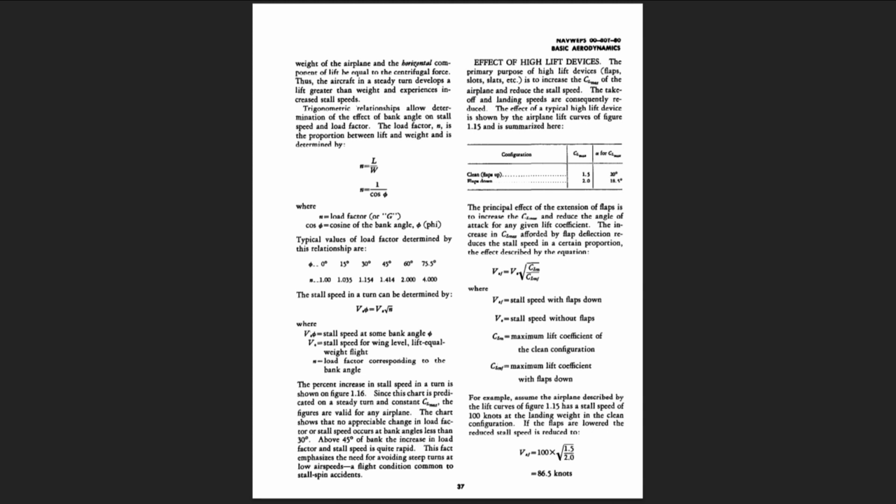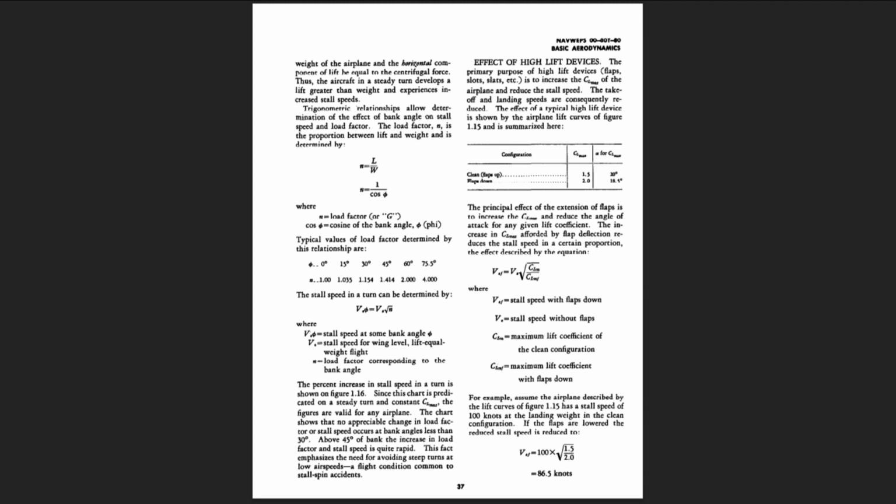Trigonometric relationships allow determination of the effect of bank angle on stall speed and load factor. The load factor, lowercase n, is the proportion between lift and weight and is determined by n = L/W, or n = 1/cos φ, where n equals load factor or G, and cos φ equals the cosine of the bank angle, φ.